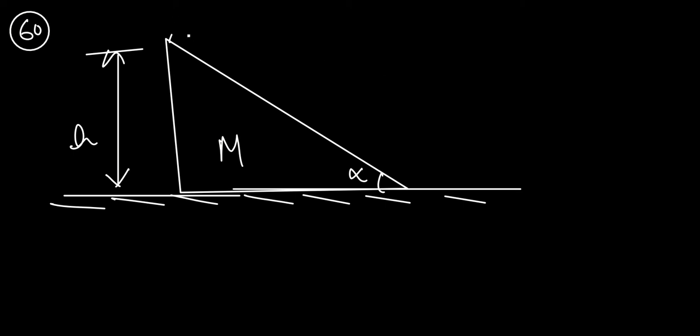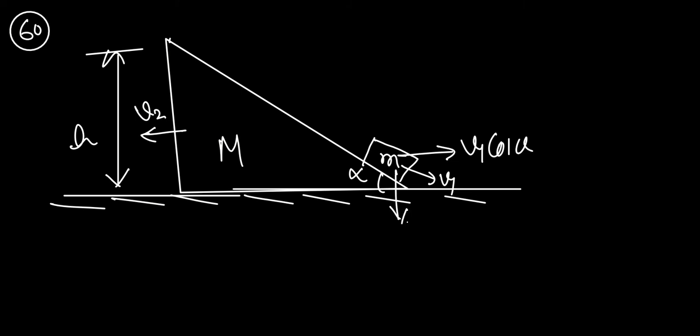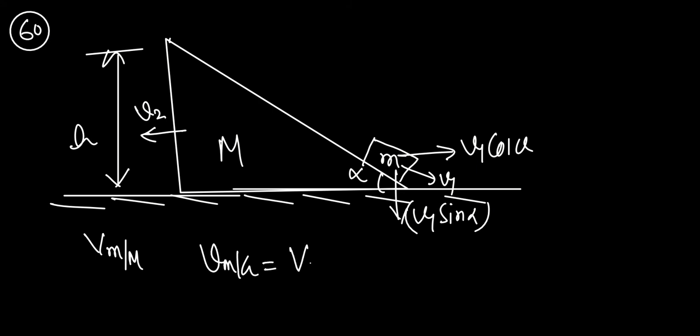Let the smaller block reach the bottom end with a speed of v1 with respect to capital M, and capital M is going to move with the speed v2 with respect to ground. So what is the velocity of m? It will be v1 cos alpha in the horizontal direction and v1 sin alpha in the vertical direction. This is the velocity of small m with respect to capital M. So the velocity of small m with respect to ground is equal to the velocity of small m with respect to capital M minus the velocity of capital M with respect to ground.